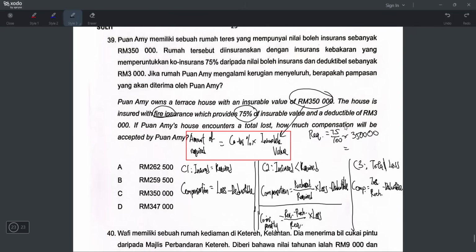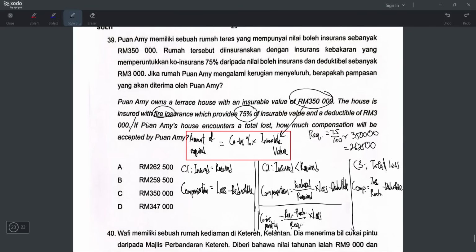Okay. So let's press 75 divide 100 times 350,000. So the required amount is 262500. So this is the required. And in Malay it is jumlah yang harus dibeli. Required means harus dibeli. Okay, let's keep reading.